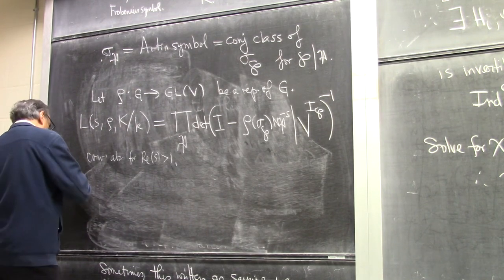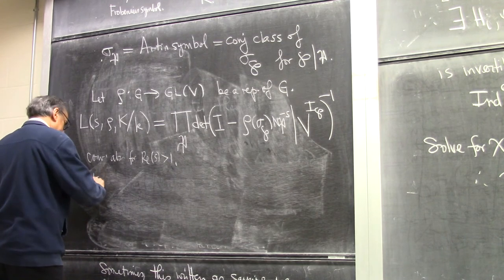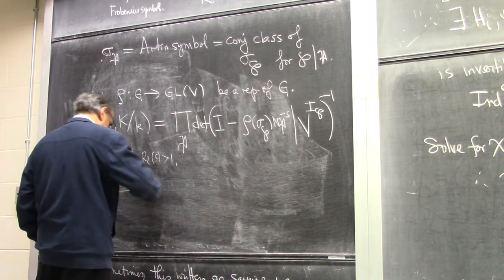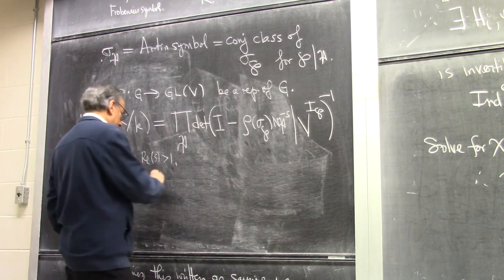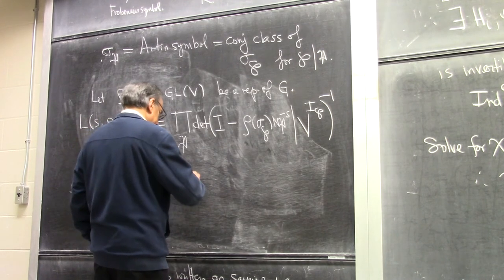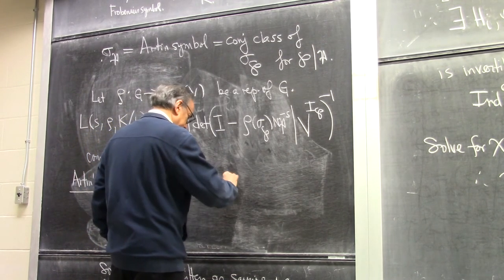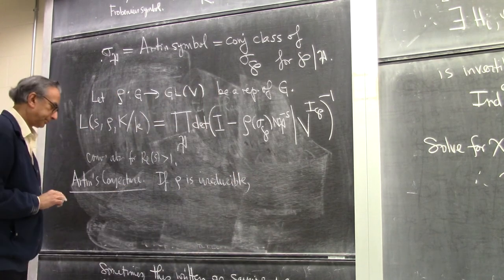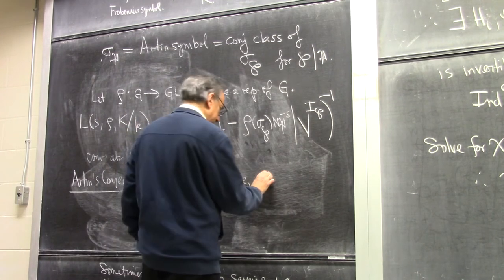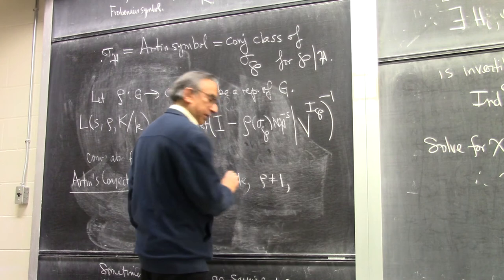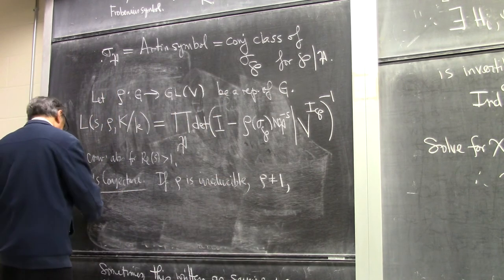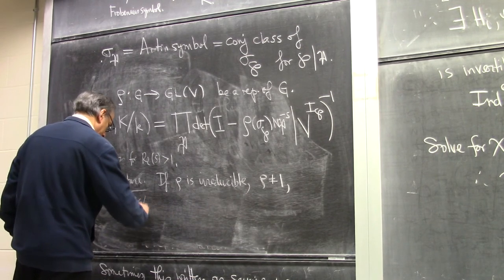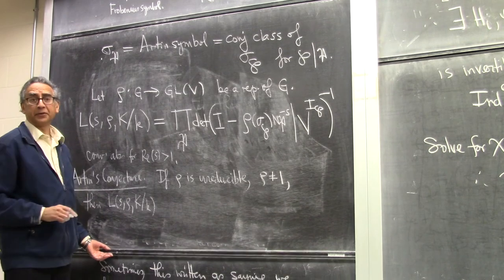So there's this famous conjecture, Artin's conjecture. If rho is irreducible and not trivial, then L(s, rho, K/k) extends to an entire function.